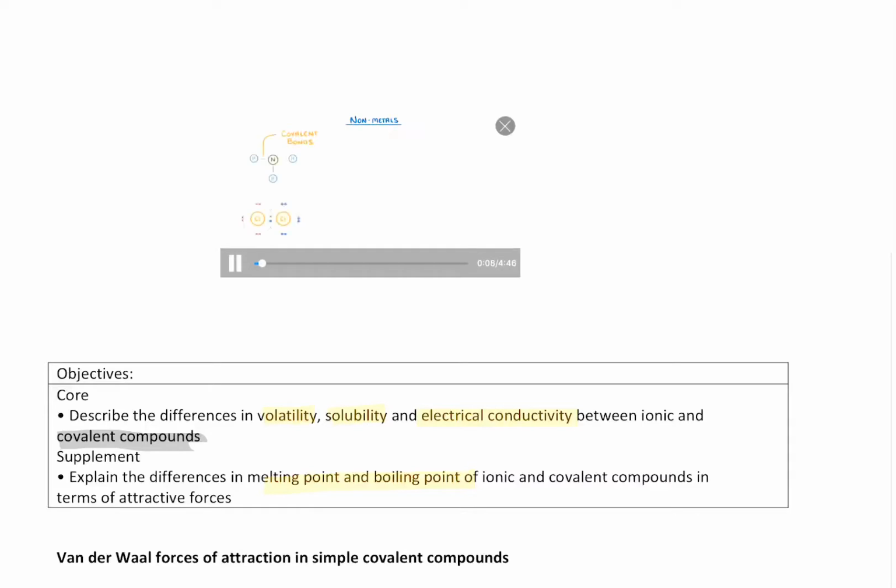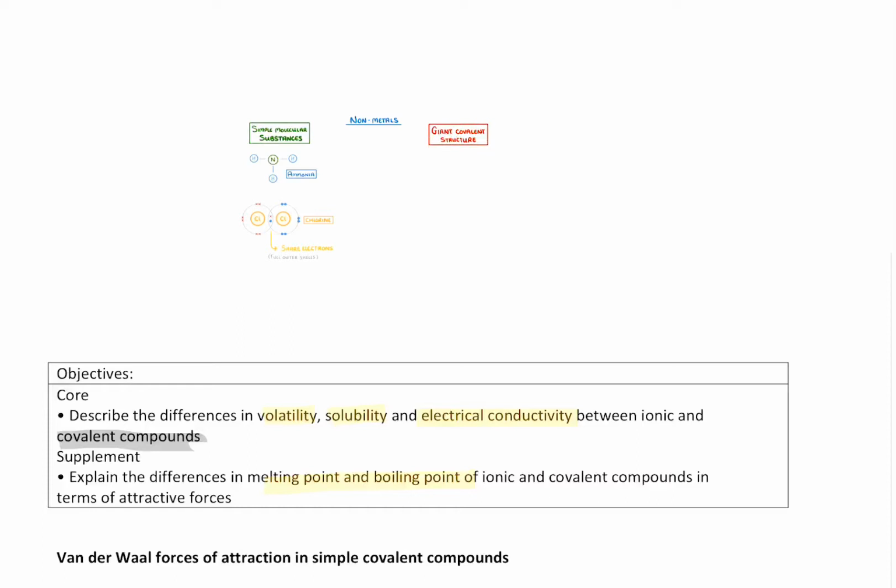Non-metals can join together by covalent bonds, in which they share electrons so that all of the atoms have full outer shells. Sometimes this results in small molecules, such as chlorine or ammonia, and we call these simple molecular substances. In other cases though, non-metals bond covalently to form giant covalent structures, like diamond, graphite, or silicon dioxide. And in today's video, we're going to look at the respective properties of each of these, and then finish up by taking a closer look at the structure of silicon dioxide.